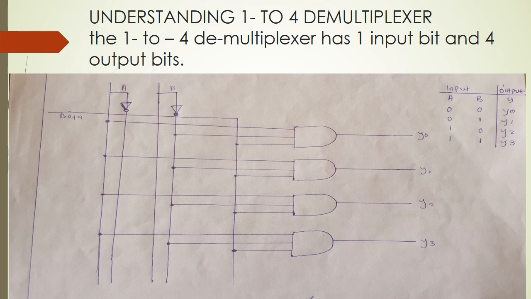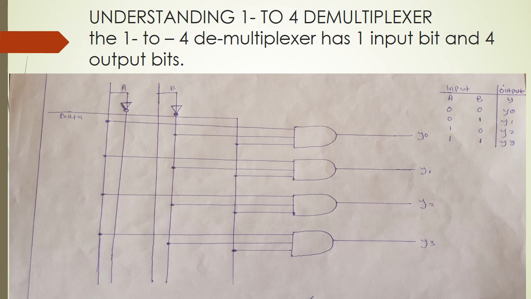The first line on the second AND gate goes to the first terminal, the second line of the AND gate goes to the second terminal, which is B. Then the last line on the AND gate goes to the data line, which is the input line. So here are our outputs, known as Y0, Y1, Y2, Y3.